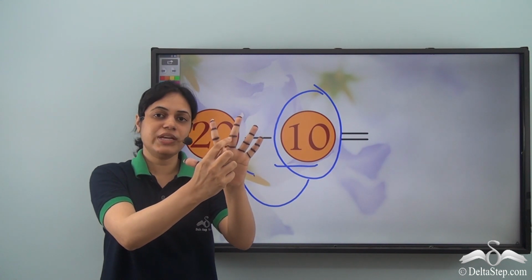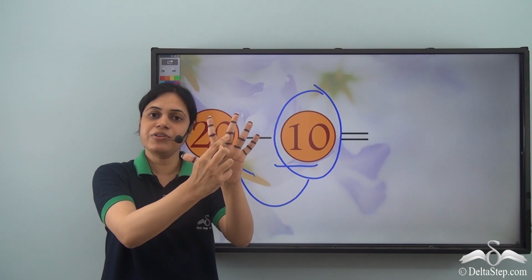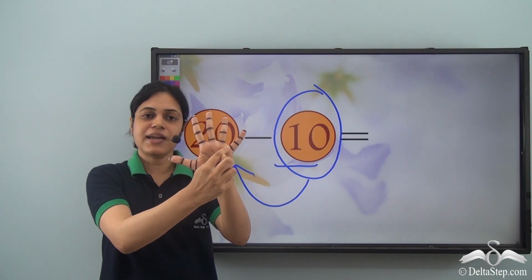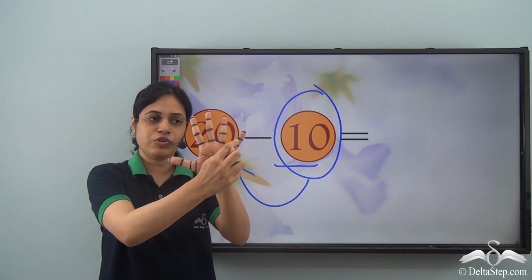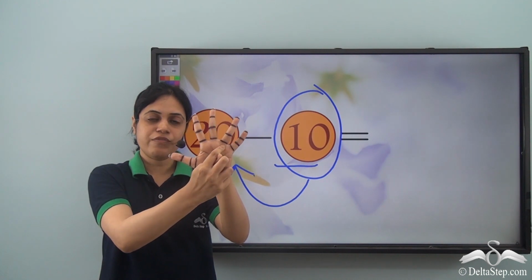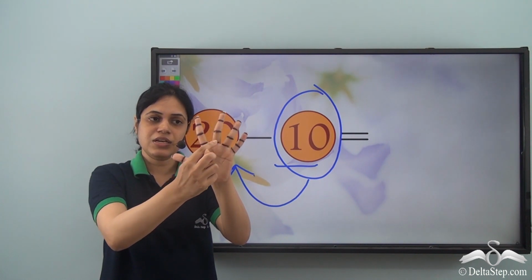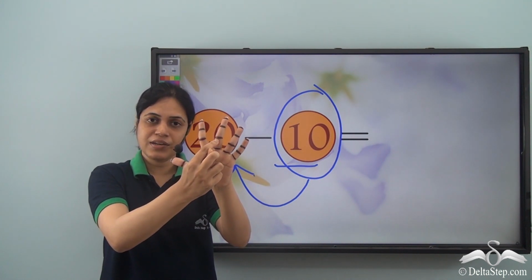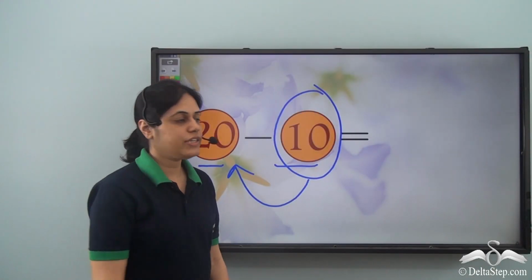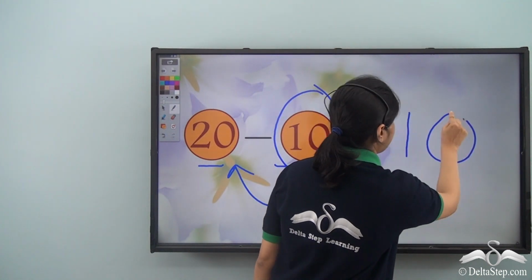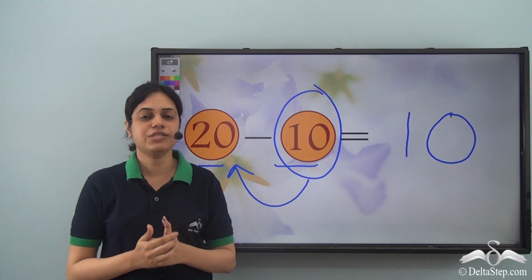So I have reached 20. Now I need to find which finger mark number this is. So I start counting from 1. 1, 2, 3, 4, 5, 6, 7, 8, 9, 10. This is finger mark number 10. So the answer here is 10. So 20 minus 10 is equal to 10.